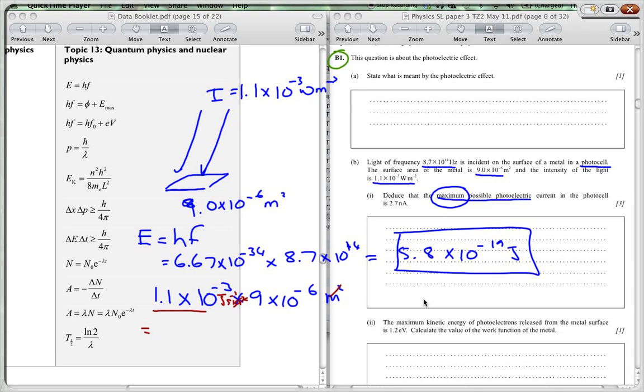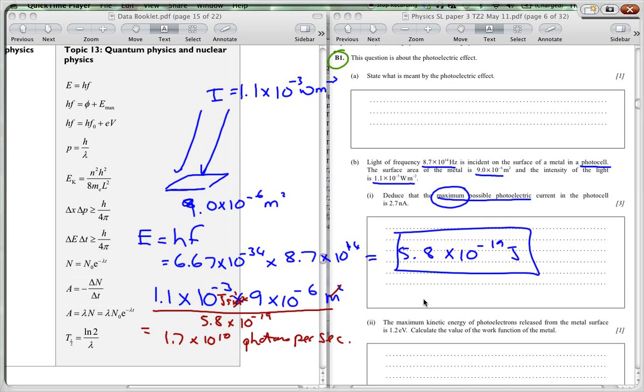And if I divide by my 5.8 times 10 to the negative 19, which is the energy per photon, I will actually get a number of photons per second. So if I do that, I get something like 1.7 times 10 to the 10 photons per second. Alright, so you've got that many photons per second.